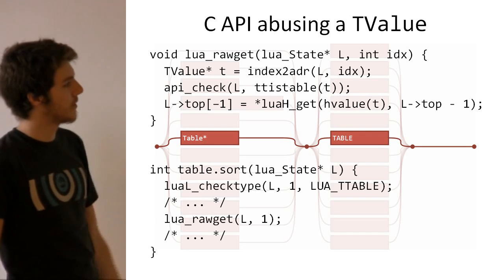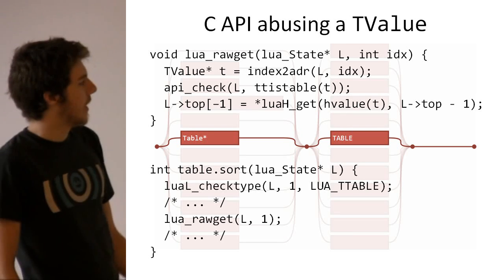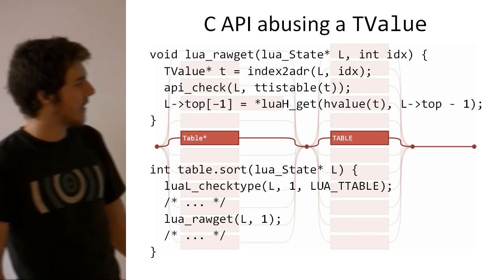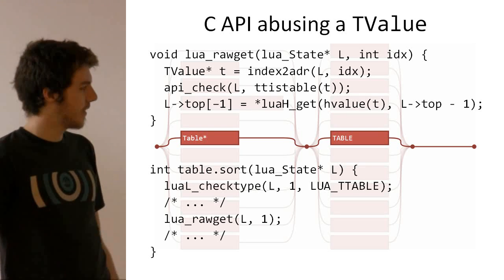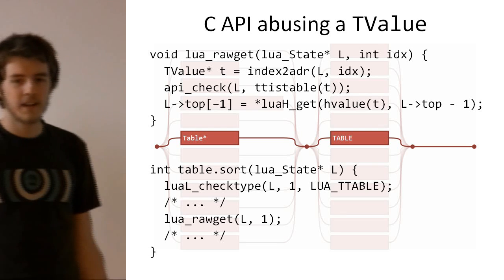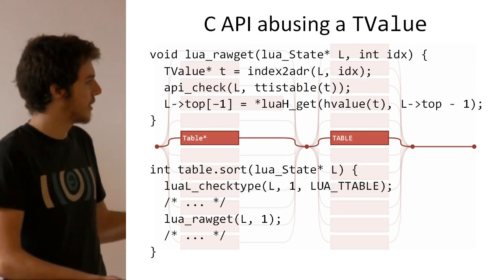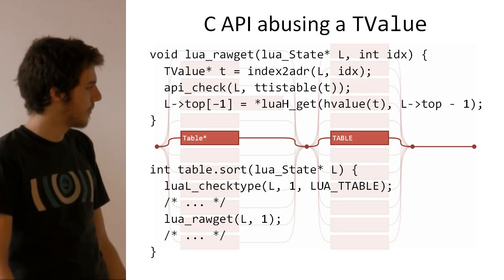So then here's table.sort from the C API. Well, kind of. The first thing it does is check that stack index 1 is a table. And then it goes off and does some stuff, and then it does a raw get on that index 1. So again, you'd probably expect that this should be okay, because it's checked it is a table, so it should still be one.